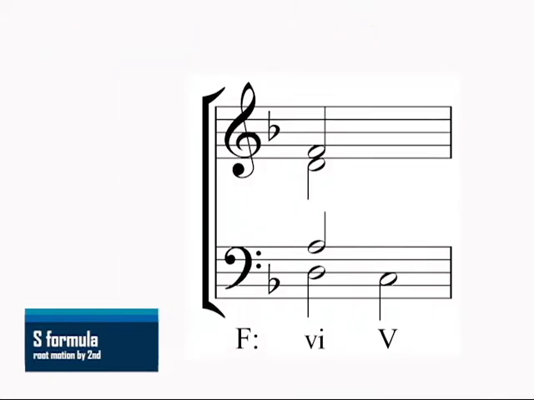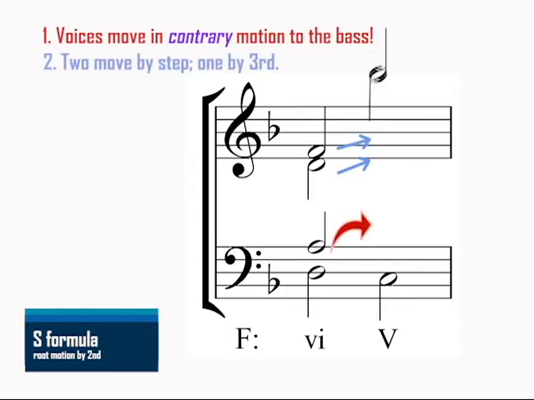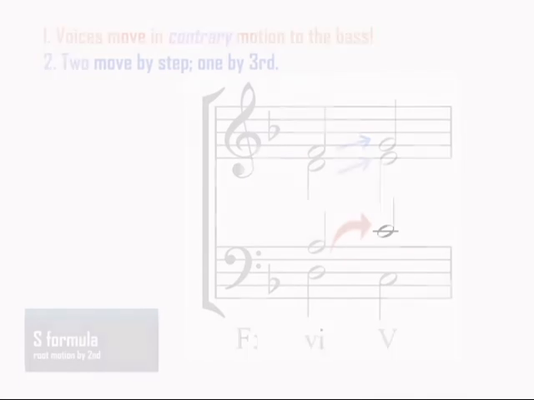Here's another progression. This time the bass is moving down by step from a 6 to a 5. So if the bass is moving down, we're going to move contrary, 2 by step, 1 by third. Just be sure you identify the voice that's moving by third first. Then it's easy to figure out what the remaining two voices do. Now you try it.